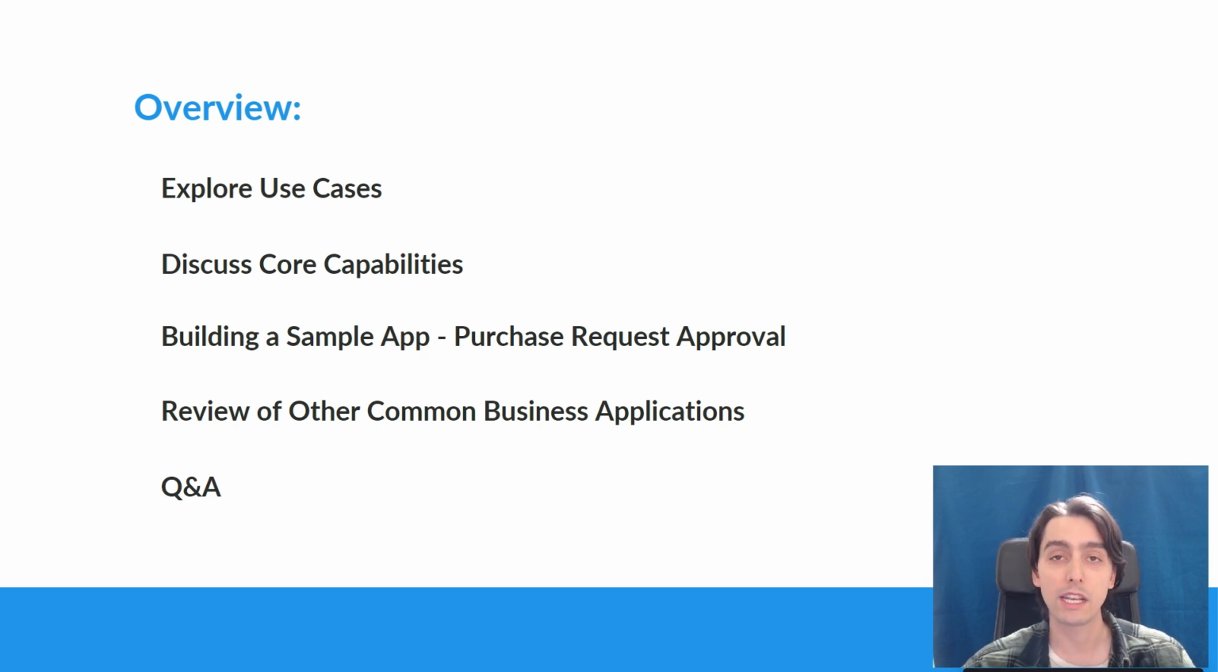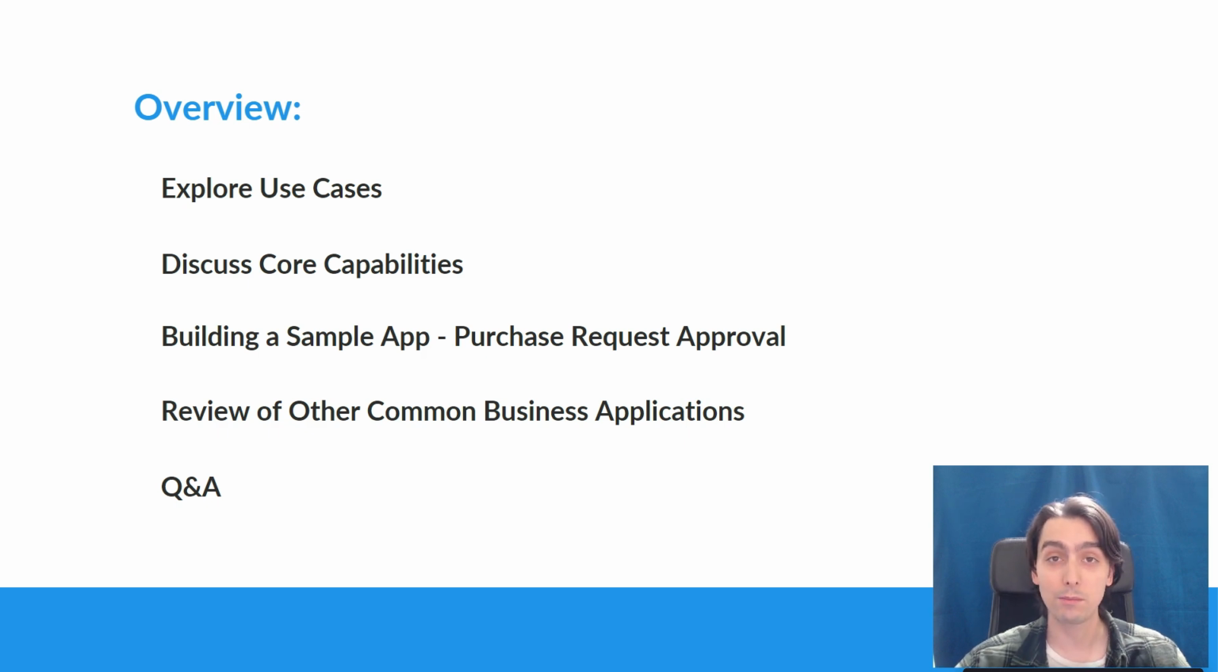Then I'm going to jump right in and start building a very simple purchase request approval application to give you an idea of the building process and to show you how quickly you can get an app up and running. And then finally, we're going to take a look at some additional applications in a little more detail, take a look at their structure, the benefits they bring, some of their features, etc. And then we'll close this out with a Q&A if there are any questions. And if you have any questions during, please feel free to ask. I'll try to get to them as soon as I can.